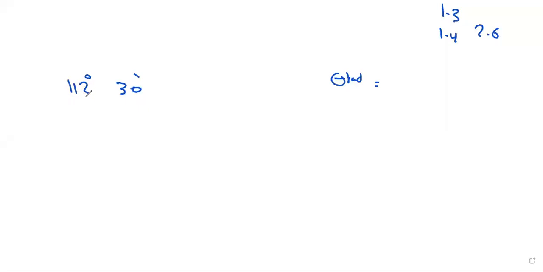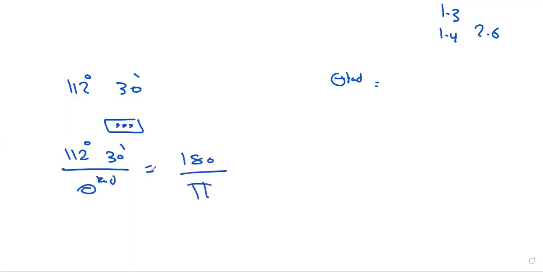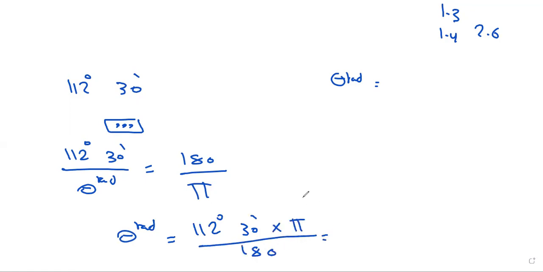If I want to convert 112 degrees and 30 minutes on the calculator, look at this button, it's comma. So you know the rule: 112 degrees 30 minutes over theta radian equals 180 over pi. Do cross multiplying. So theta radian is going to be 112 degrees, 30 minutes times pi over 180 equals. You will find the angle is written in degrees, minutes.